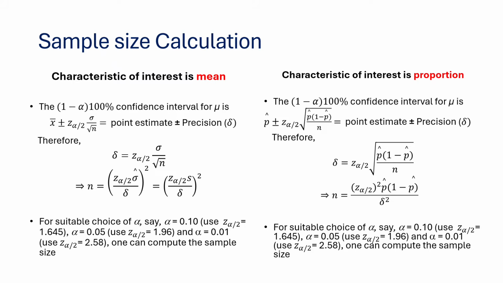For a given alpha value, say alpha equal to 0.10, you get the z alpha by 2 critical value from the normal distribution table as 1.645. For alpha 0.05 it is 1.96, and for 0.01 it is 2.58, very common and universal values. Similarly, if the characteristic of interest is proportion, then the sample size formula is z alpha by 2 whole square, p cap into 1 minus p cap, by delta square. So the square root of p cap into 1 minus p cap by n becomes the standard error of the estimate.